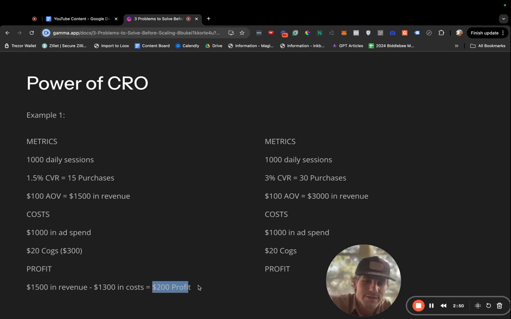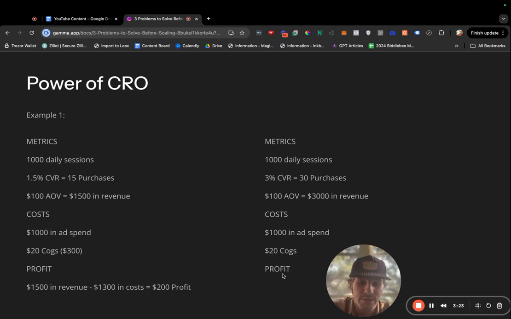That's okay, right? But I don't think anybody's getting super excited about that. So now let's look at what happens if we can just double the conversion rate to 3%, which is more than possible. We'll get our clients up to 5, 6, even 7% conversion rate. So 3% is more than achievable for most brands, outside of maybe if you're selling a super high ticket item or a super niche item. But let's say the sessions remain the exact same, but we double the conversion rate up to 30 purchases a day. At $100 AOV, that's now $3,000 in revenue.